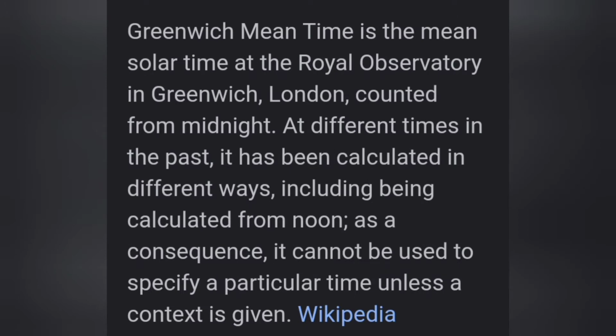Greenwich Mean Time is the mean solar time at the Royal Observatory in Greenwich, London, counted from midnight. At different times in the past, it has been calculated in different ways, including being calculated from noon. As a consequence, it cannot be used to specify a particular time unless a context is given.